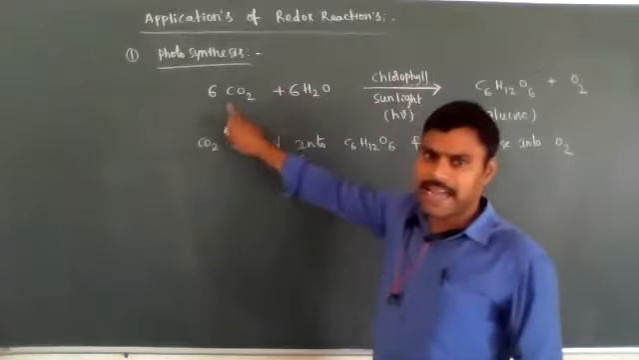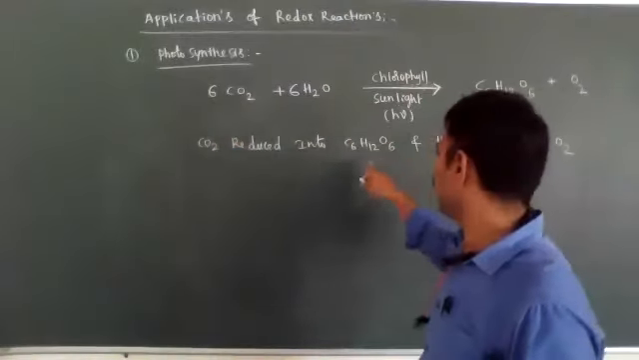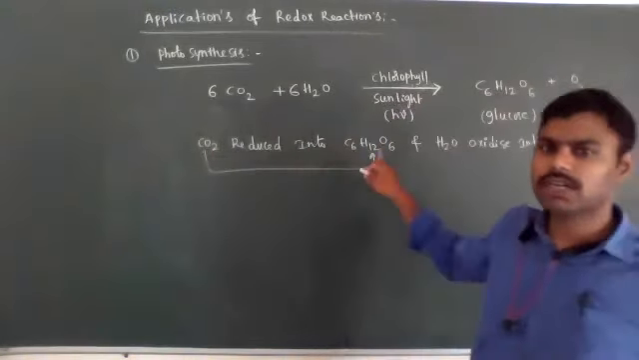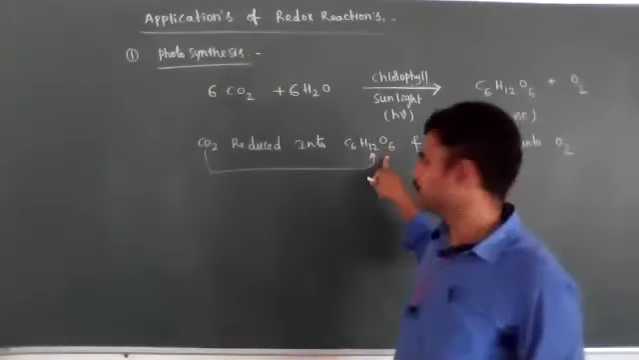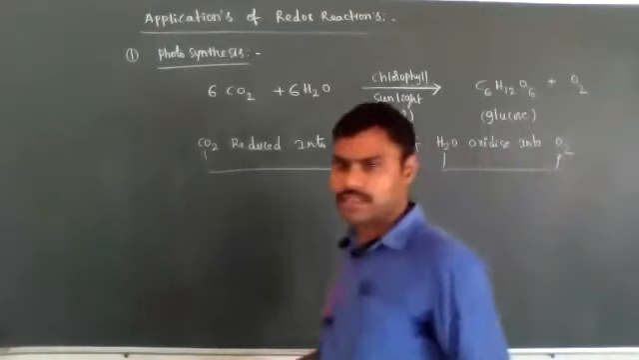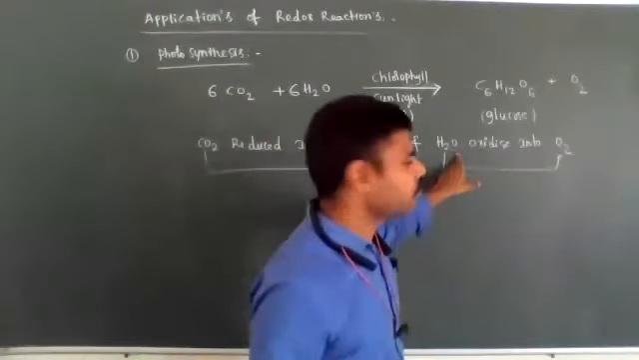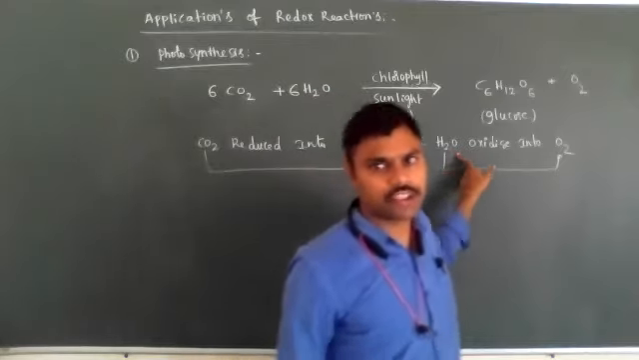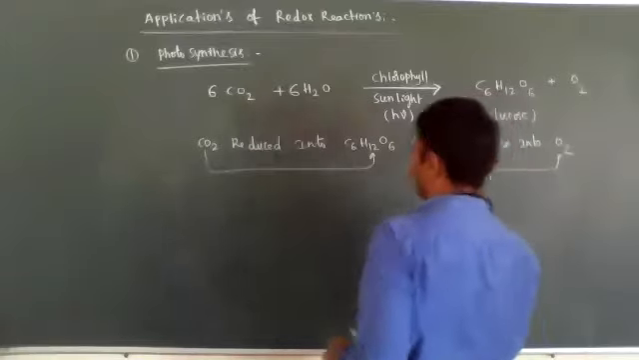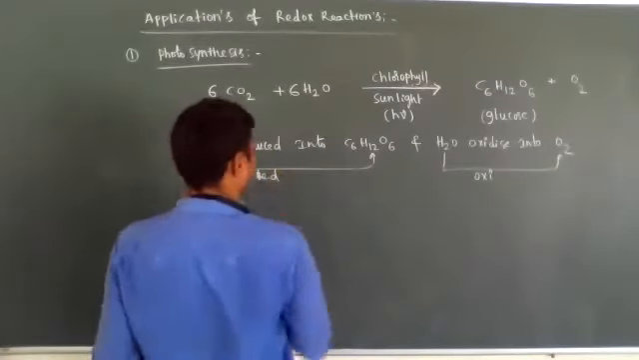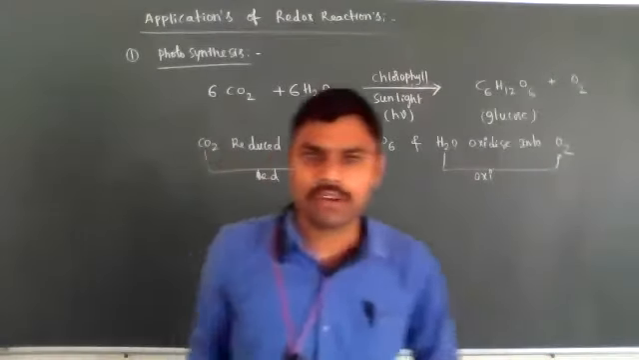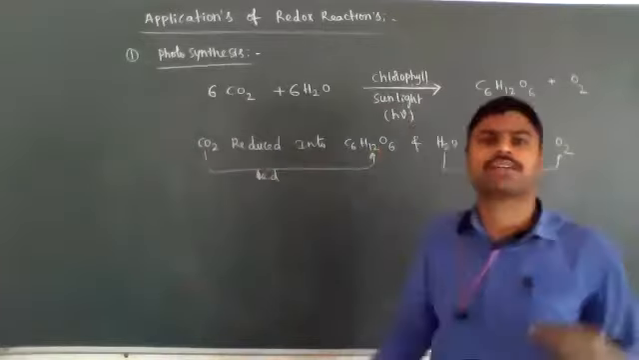In the photosynthesis reaction, CO2 undergoes reduction, converting into C6H12O6. And the formation of O2, the oxygen gas, comes from water molecules only, meaning water H2O is converted to O2, which is oxidation. So both are present in the photosynthesis reaction. That's why photosynthesis is an important example of a redox reaction.